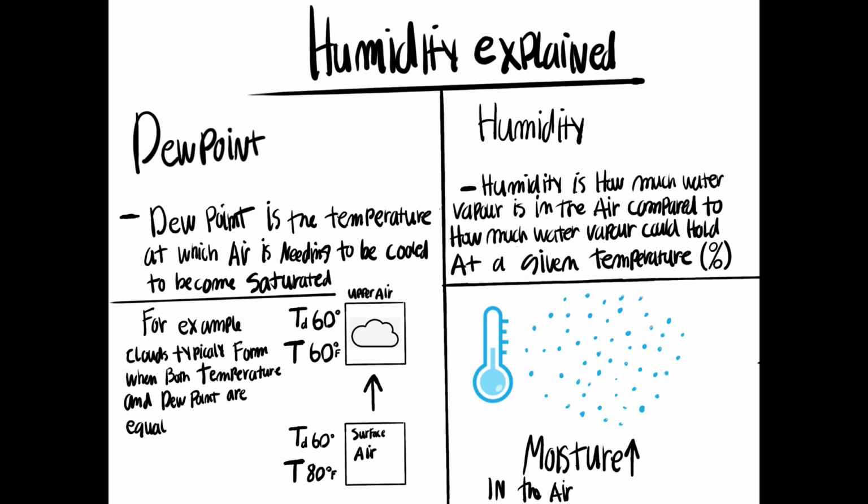Now let's go over humidity. Now this is the one we've been wanting to look at. So what is humidity? Humidity is really how much water vapor is in the air compared to how much water vapor could be held at a given temperature. For example, if the relative humidity is 50%, the air is holding half of its maximum capacity for water vapor at that current temperature. So again, relative humidity of 100% means the air is saturated.